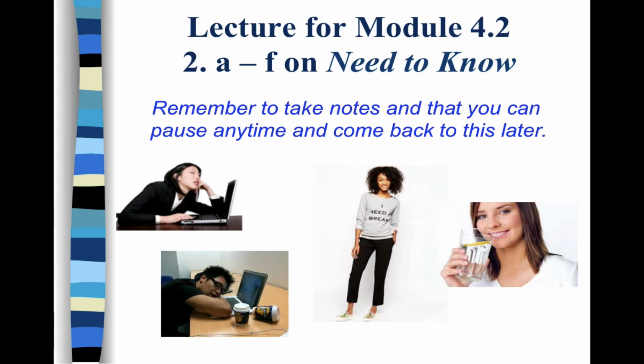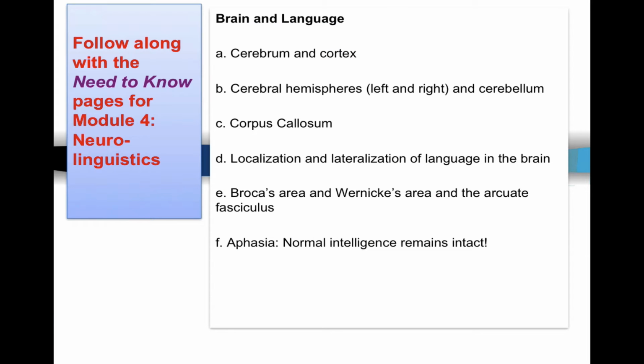I'm covering items A through F under number 2 on your Need to Know sheet. Please remember to take notes and that you can pause anytime and come back to this later. There's a lot of information here, so please follow along with your Need to Know pages for Module 4 Neurolinguistics. In this lecture I'm going to cover a lot of technical terms, and then I'm going to talk about Broca's and Wernicke's areas and about aphasia.